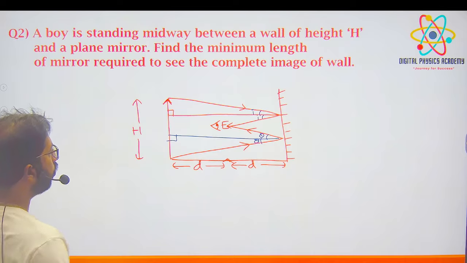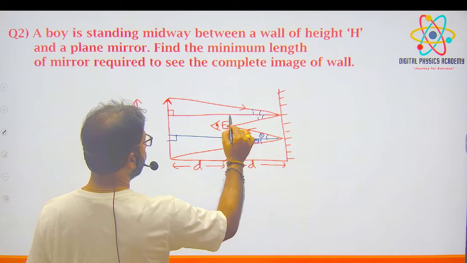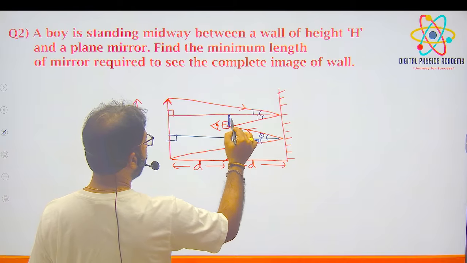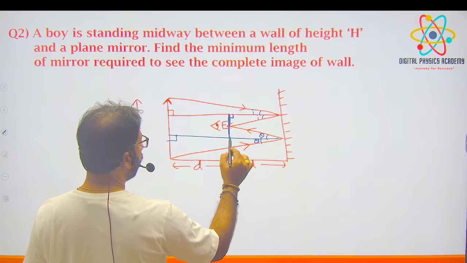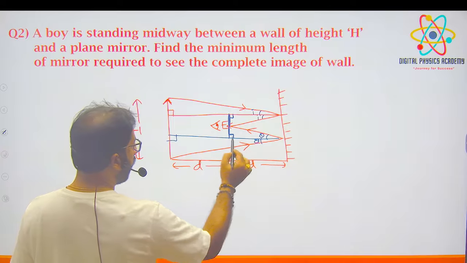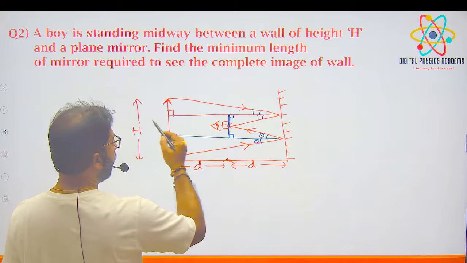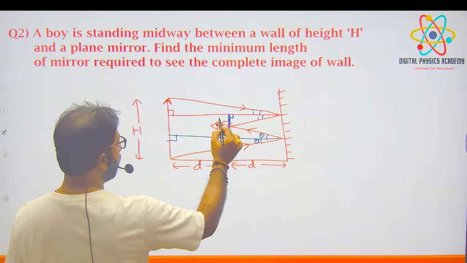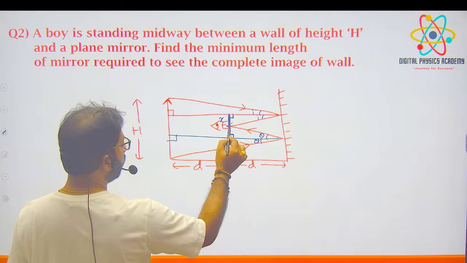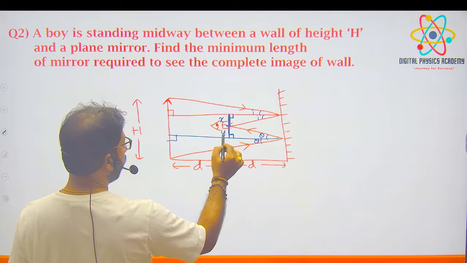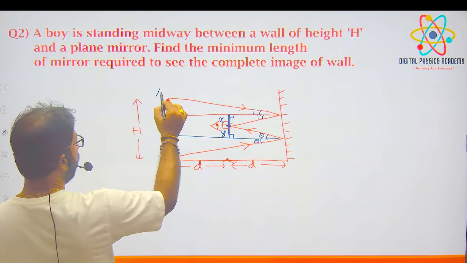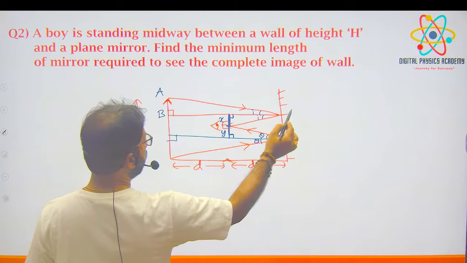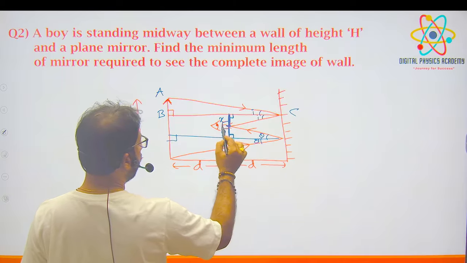Okay. Now to form triangles, I am drawing one perpendicular line, and here also I am drawing one perpendicular line. Okay, 90 degrees, so that I can form triangles. See, this is one triangle. This is one triangle. Similarly, this is another triangle and this is another triangle. I can call this distance x, and this distance y.